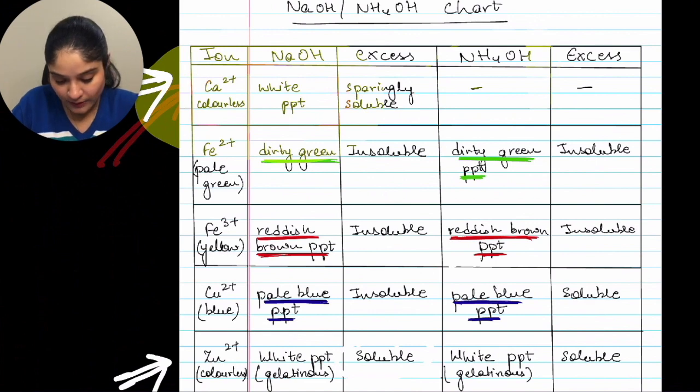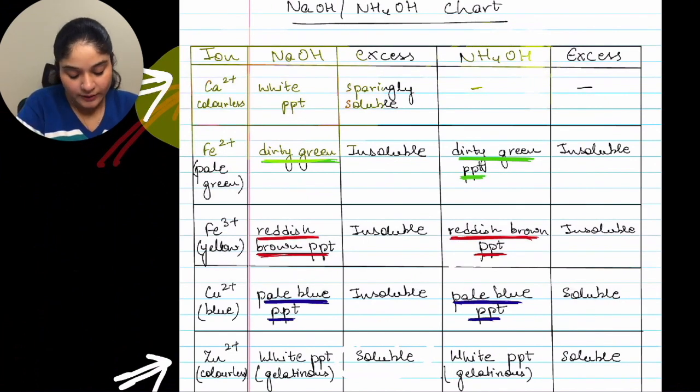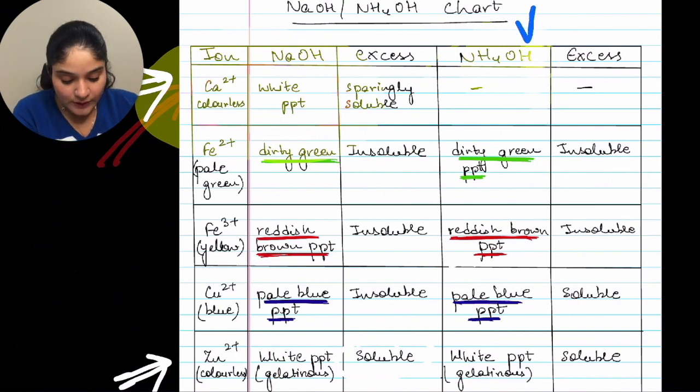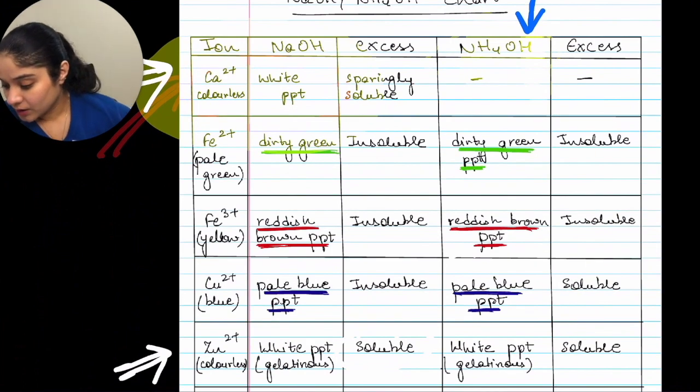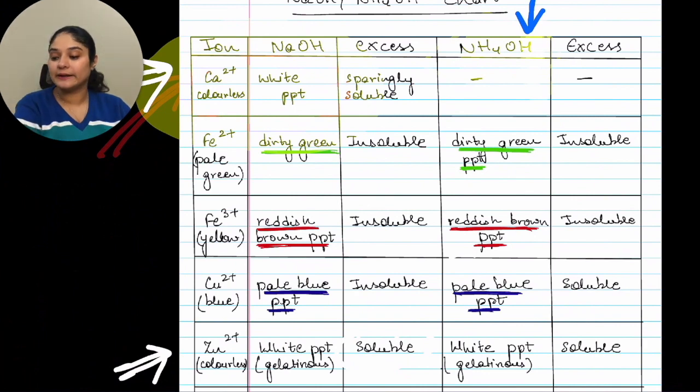I'm not sure why this is not working well. Alright, so now this should work. So when I'm in the ammonium hydroxide section, in ammonium hydroxide we are differentiating.